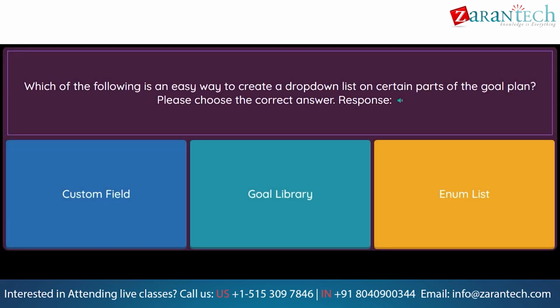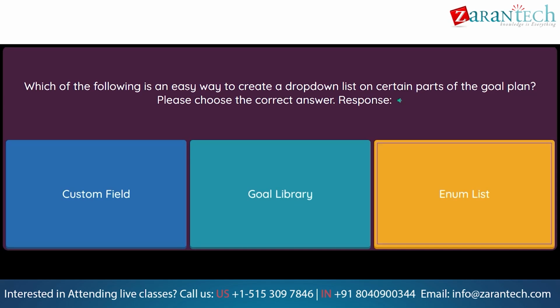Question: Which of the following is an easy way to create a drop-down list on certain parts of the goal plan? Please choose the correct answer. Response: Option 1, custom field. Option 2, goal library. Option 3, enum list.